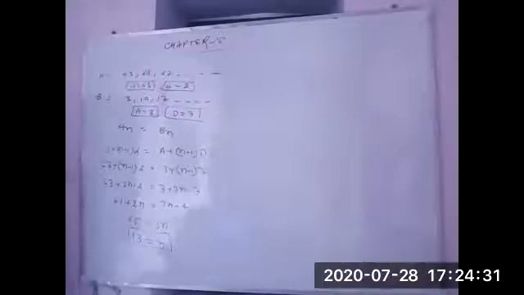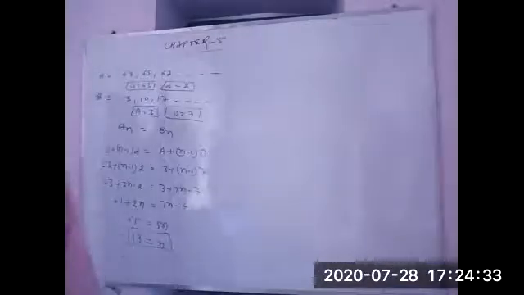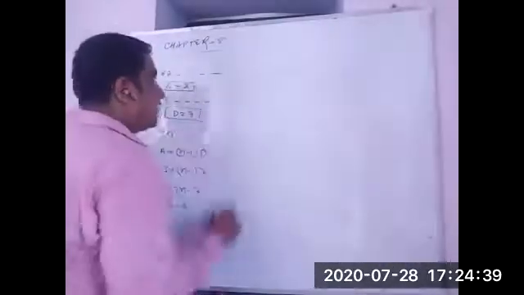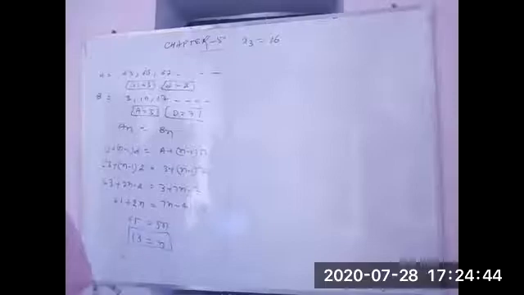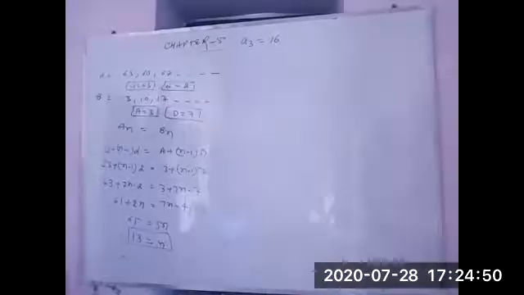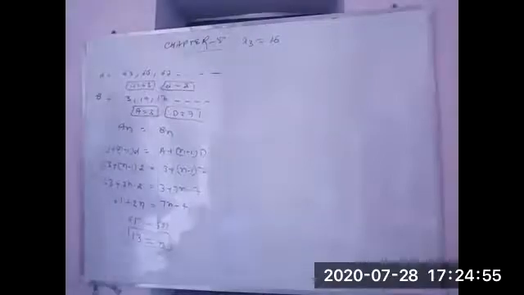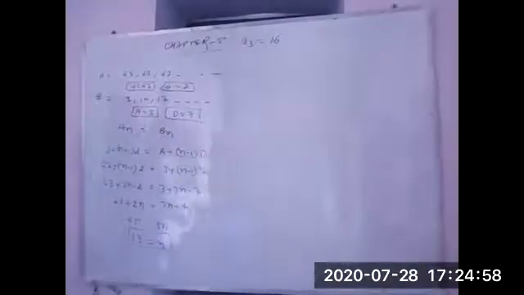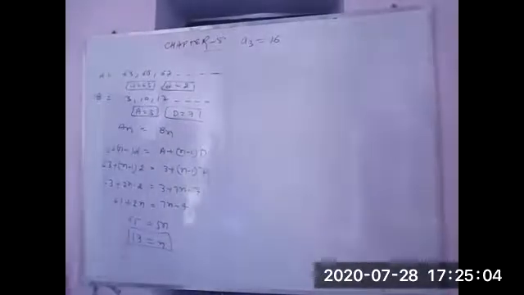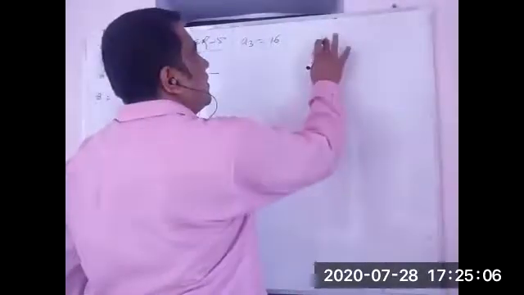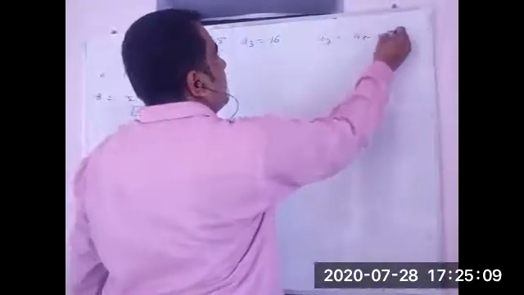Okay. Now, determine the AP whose third term is 16. Its seventh term exceeds the fifth term by 12. So now we take that A7 will be equal to A5 plus 12.